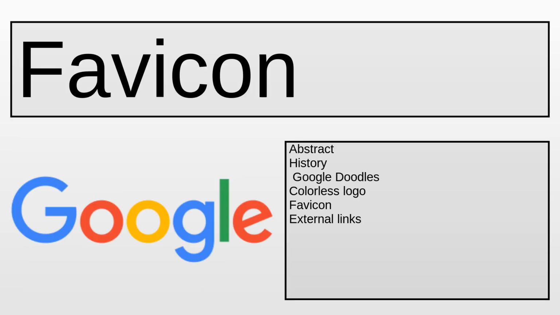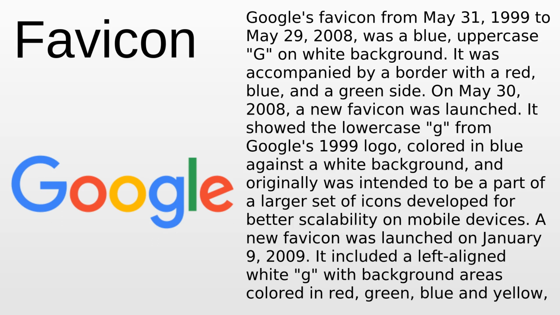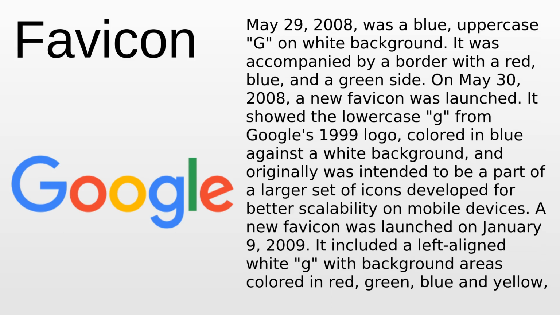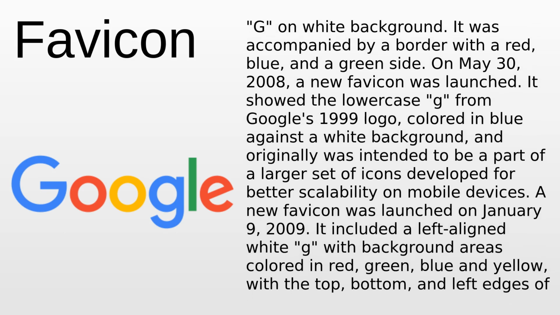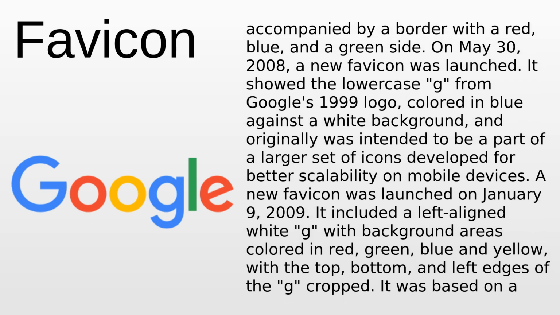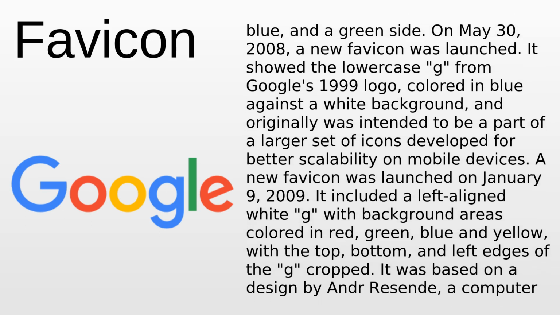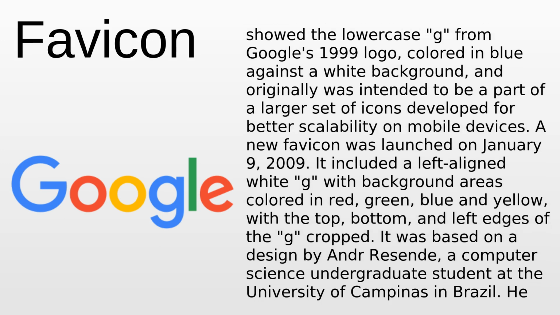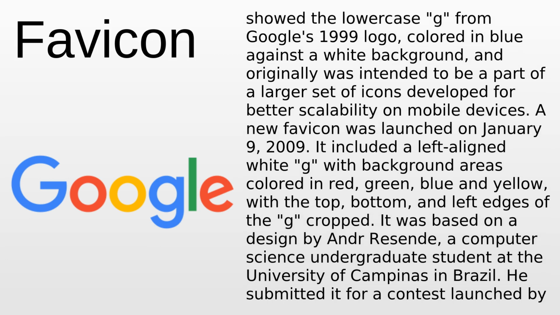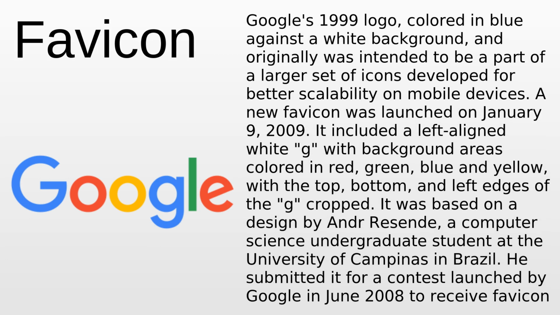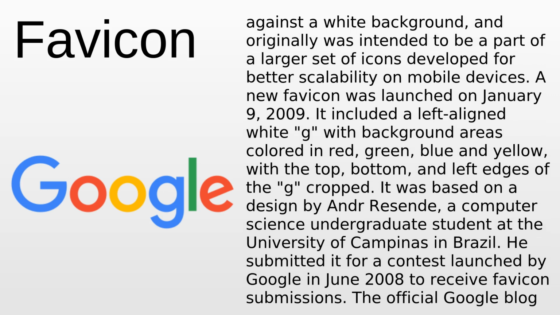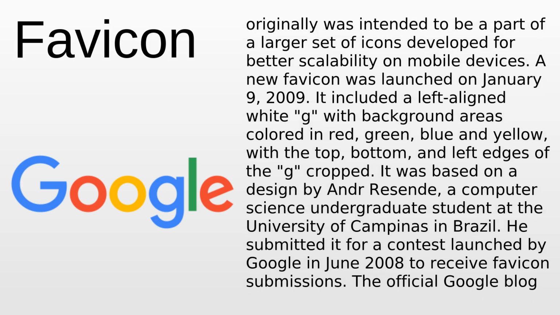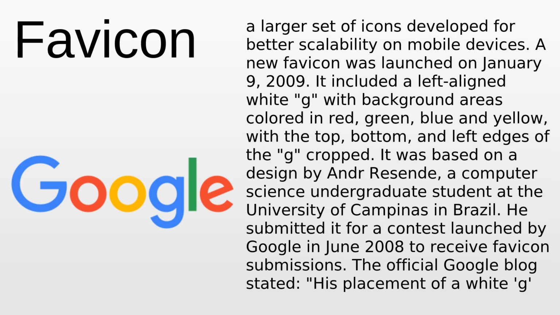Favicon. Google's Favicon from May 31, 1999 to May 29, 2008, was a blue, uppercase G, on white background. It was accompanied by a border with a red, blue, and a green side. On May 30, 2008, a new Favicon was launched. It showed the lowercase g from Google's 1999 logo, colored in blue against a white background, and originally was intended to be a part of a larger set of icons developed for better scalability.